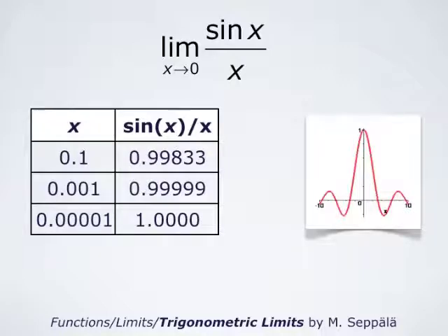If one does that, then a computer or calculator gives for x equals 0.1 a value 0.99833. For 0.001, a calculator gives the value 0.99999, and for the value x equals 0.00001, a calculator gives as the value of sin of x divided by x 1.0000. So this leads to the conjecture that the limit of sin of x divided by x as x goes to 0 might be 1.